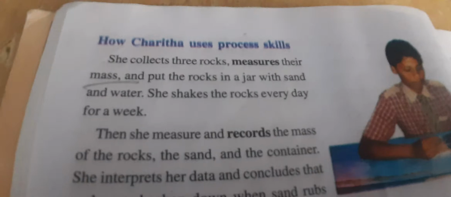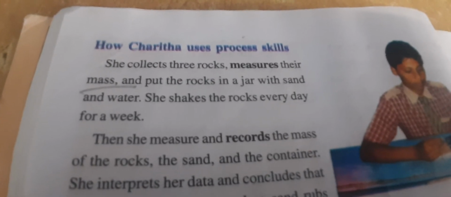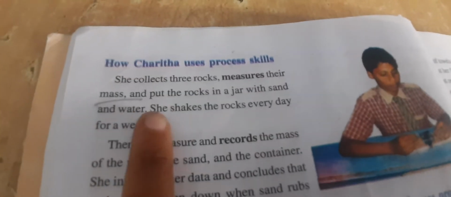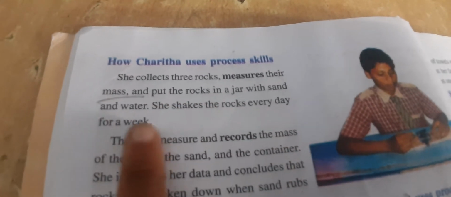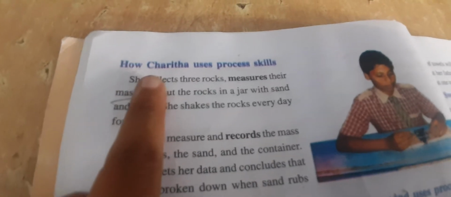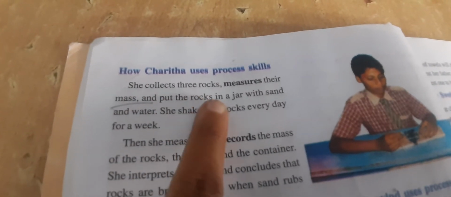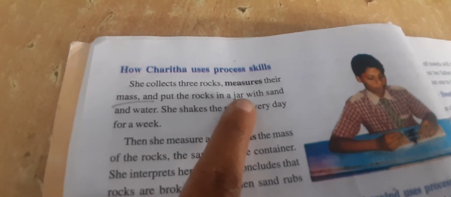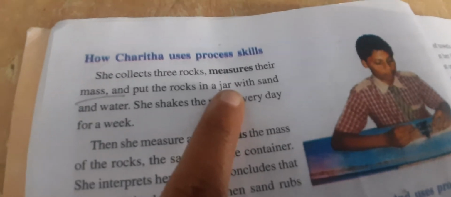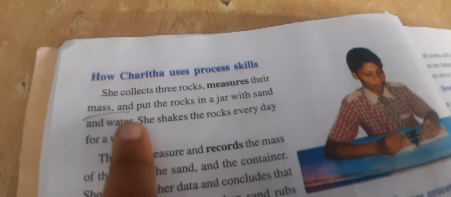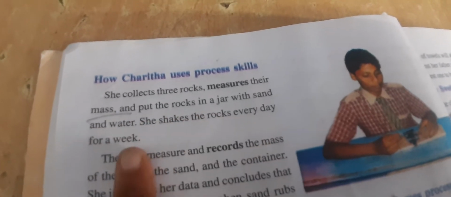Again, Charita is there. She will also plan and conduct an experiment. Let us see what she will do. She collects 3 rocks, measures their mass and puts the rocks in a jar with sand and water. She shakes the rocks every day for a week. What will she do? She collects 3 rocks, measures their mass and puts the rocks in a jar, with some amount of salt and water. She shakes the rocks every 3 days for a week.